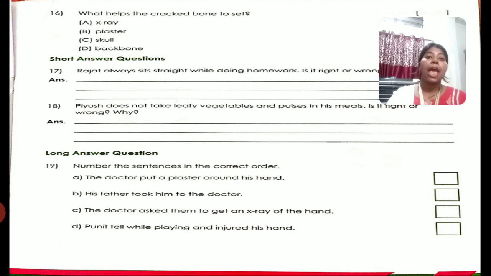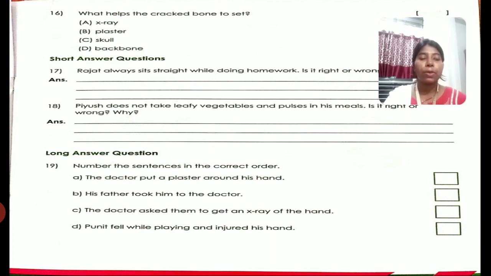Okay, next come to question number 19. What does it say? Number the sentences in the correct order. So there are 4 sentences. You have to number them according to their positions. That means what will come first, second, third and fourth. Okay, we will see the sentences one by one. First is, the doctor put a plaster around his hand. His father took him to the doctor. The doctor asked him to get an x-ray of the hand. Puneet fell while playing and injured his hand.